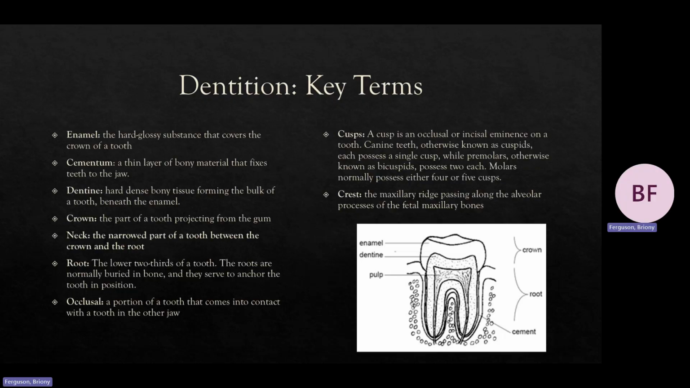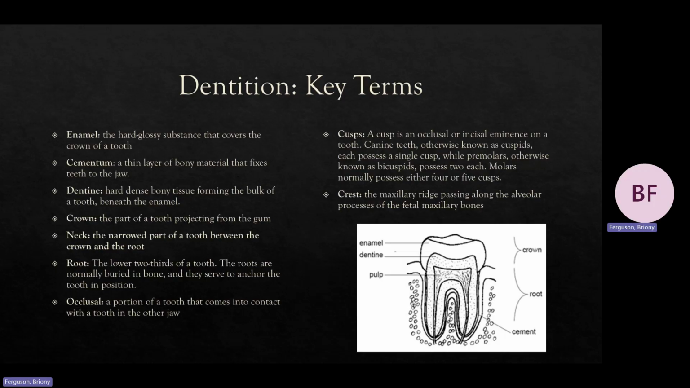Then we have dentine. This is a very hard, dense, bony tissue that forms the bulk of your tooth and sits beneath the enamel. Crowns are the part of the tooth that actually projects from the gum, so it's the part that you are actually brushing that you can see. The neck is a narrowed part of the tooth between the crown and the root, so it constricts just a little bit. The root is the lower two-thirds of a tooth, and they're normally buried in bone, either your maxillary bone or your mandibular bone, and they help to anchor your teeth into their position.